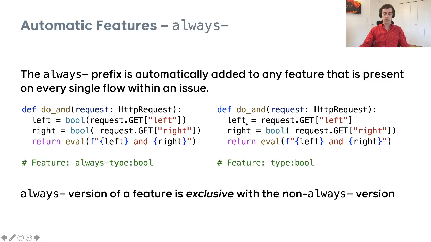If, however, the left value here wasn't converted to Boolean and the right value was, we would have one branch which wasn't converted to Boolean. And so we couldn't add the always prefix and we would just get the regular type bool feature. It's important to note that the always prefixed version of a feature is going to be exclusive with the non-always. So you should either see always type bool or type bool and not both.